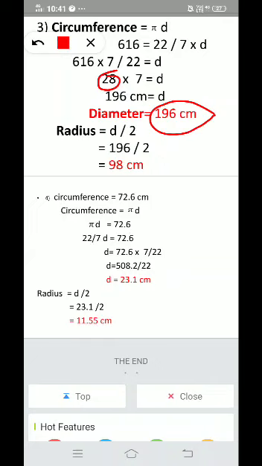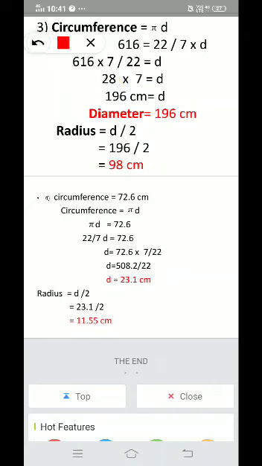Now see, again you have to find out the radius. Means radius is half of the diameter. Diameter is 196 divided by 2. If you do this division, you are getting 98 centimeter. These are very simple sums. These sums are very important.